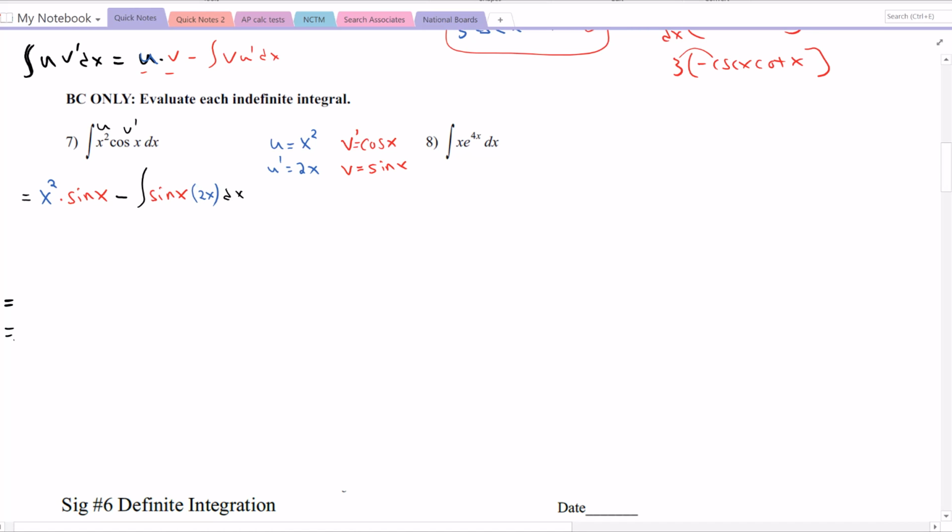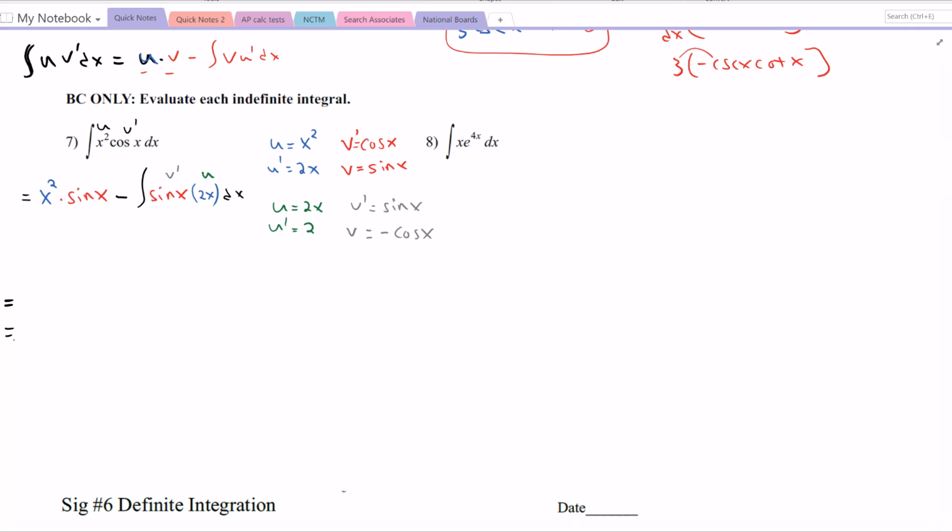And what you maybe notice at this point is that we have yet another problem. I still cannot integrate this, right? It's still not in a form I can integrate. So I need to go through that process again, right? And I need to say, well, I'm going to let this be u. I'm going to let this be v prime. So u is 2x. u prime, therefore, is 2. v prime is sine x. Therefore, v is negative cosine x.